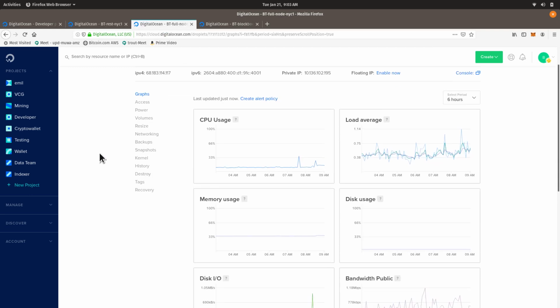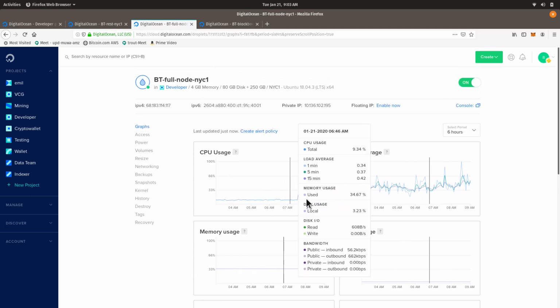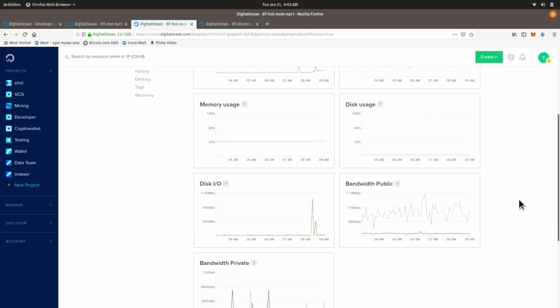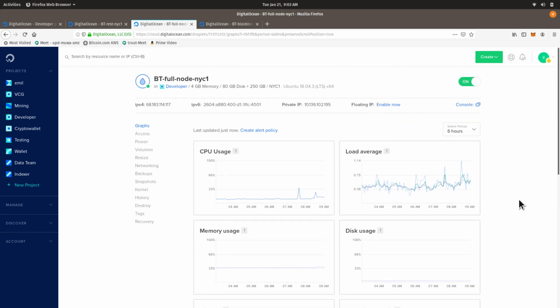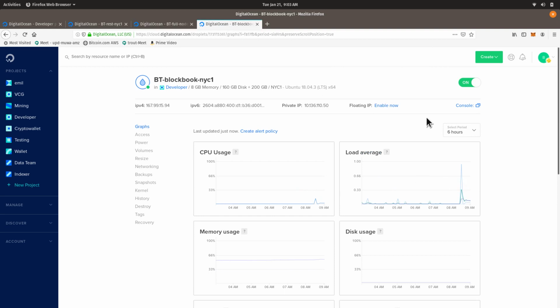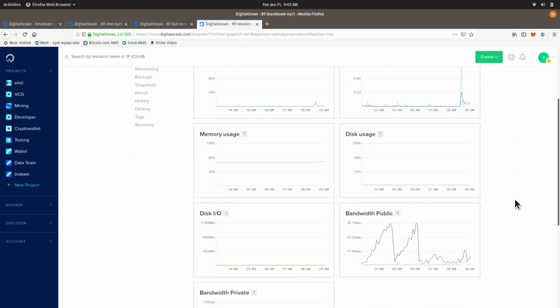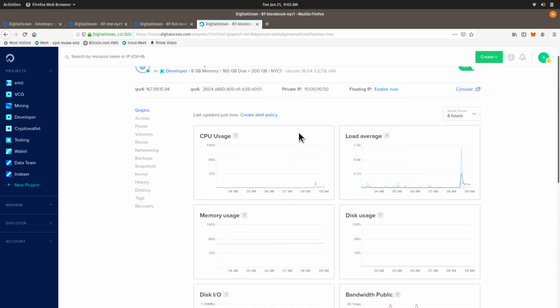This is the full node. Again, you can see very little activity. The CPU load came up a little bit with the last test, but it's pretty lazy, not stressing it at all. Again, this is a baseline, so I'm not expecting this to really stress anything. And then Blockbook also, we can see these spikes in traffic, but there's not really much going on.